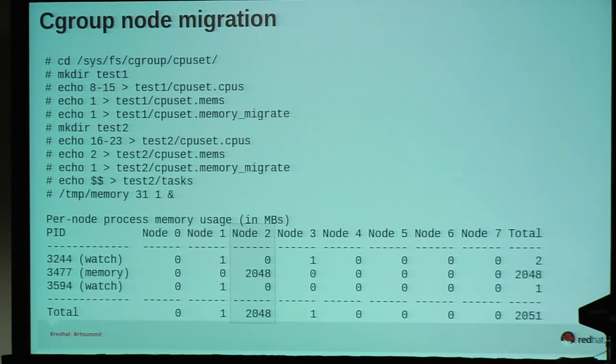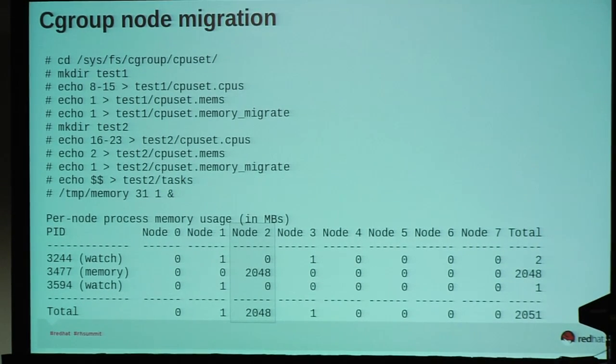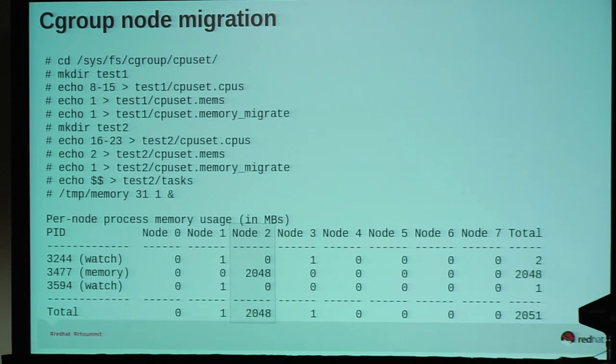So what I did here is I unfortunately had to leave out some of the information, but I did a numactl minus hardware. I found which memory node and which CPUs are associated with the NUMA node itself. And so I created one for node 1, one for node 2, and then I ran a program in node 2 that allocated 2 gigabytes of memory.